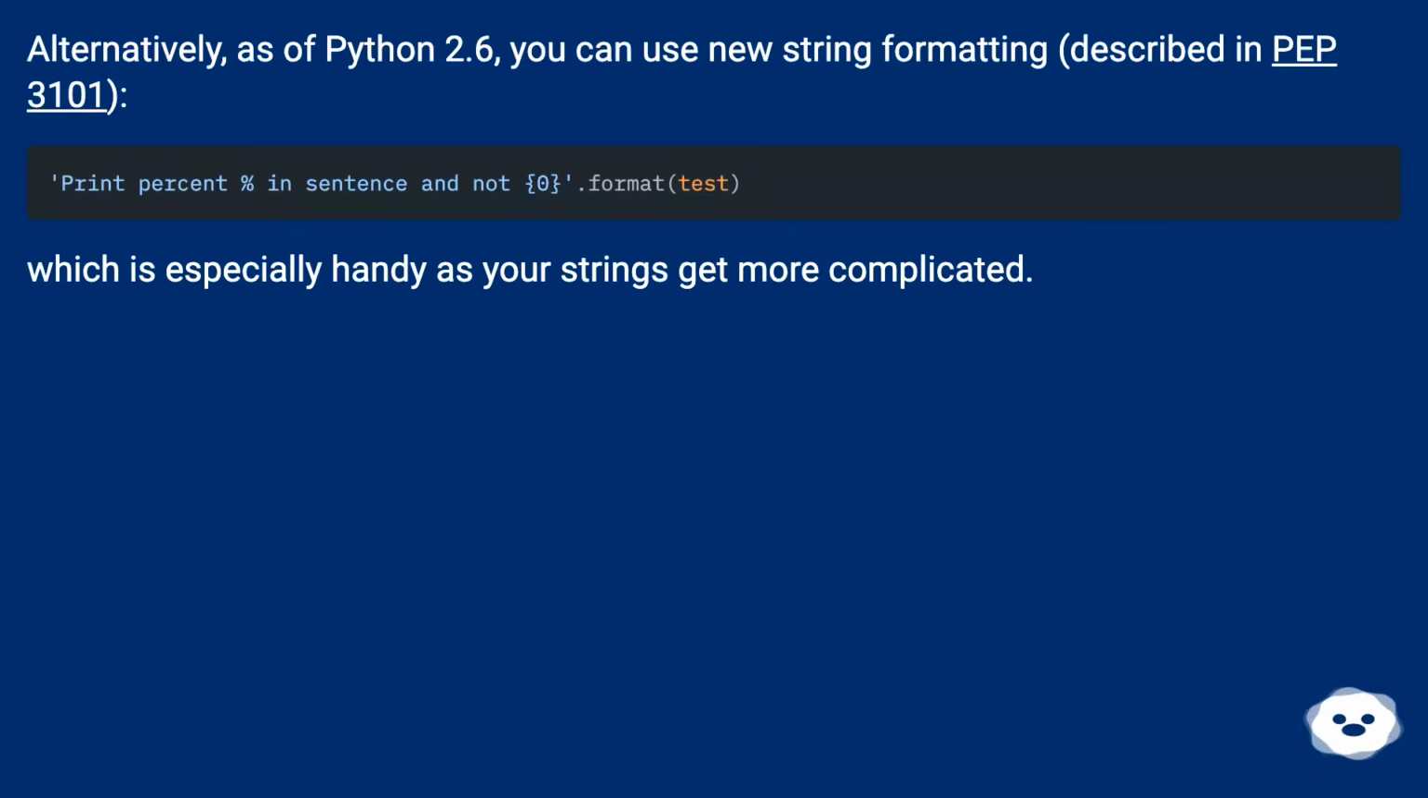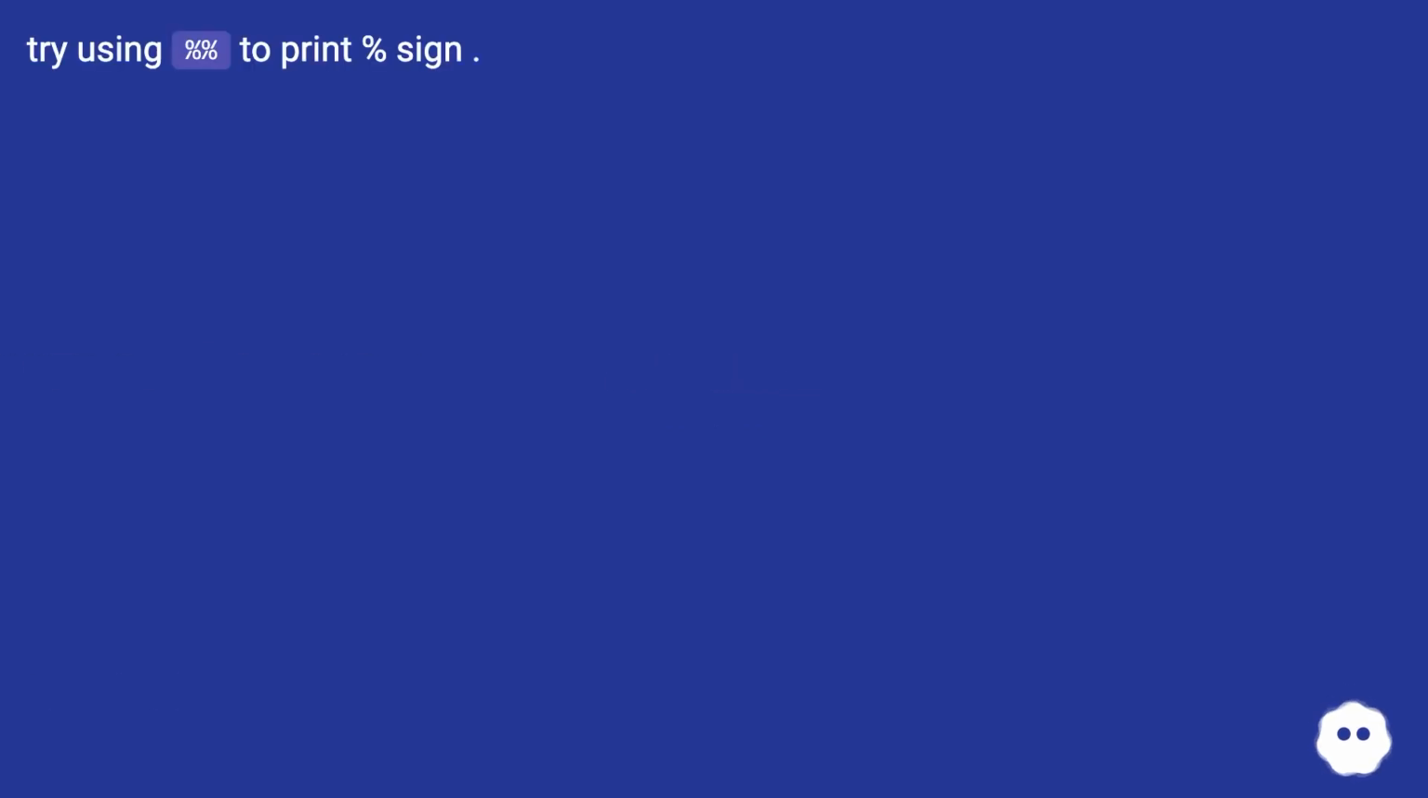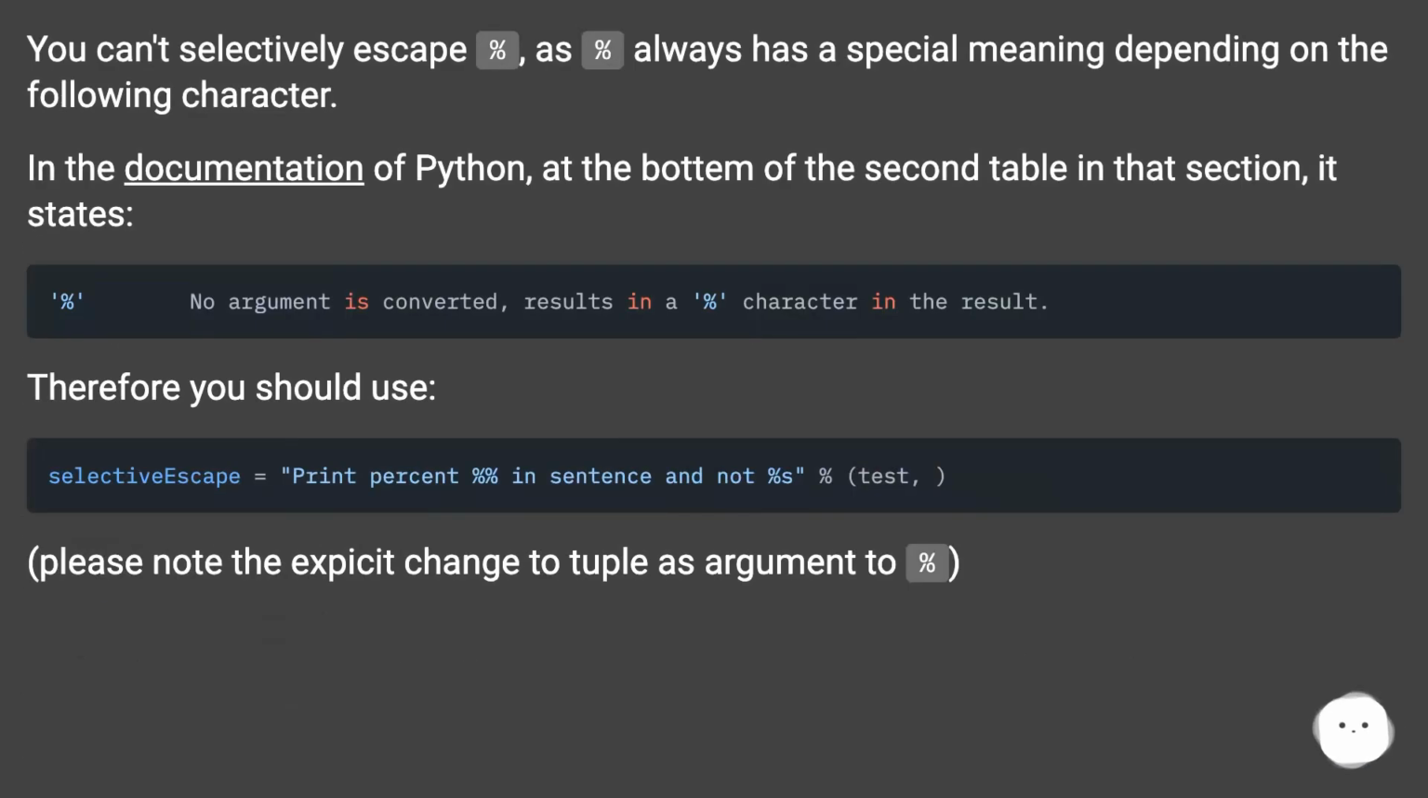Alternatively, as of Python 2.6, you can use new string formatting, described in PEP 3101, which is especially handy as your strings get more complicated. Try using %% to print % sign. You can't selectively escape %, as % always has a special meaning depending on the following character.